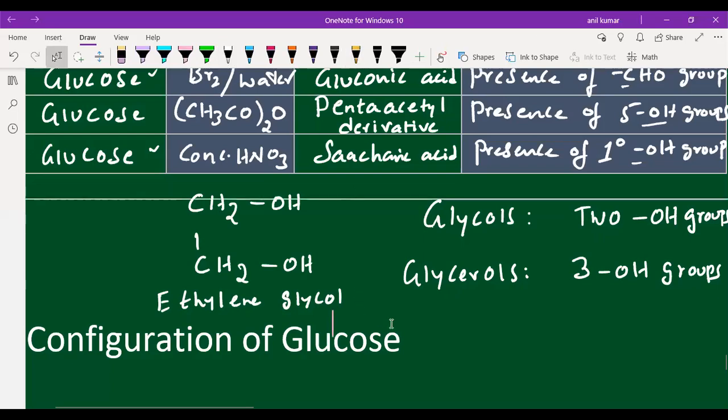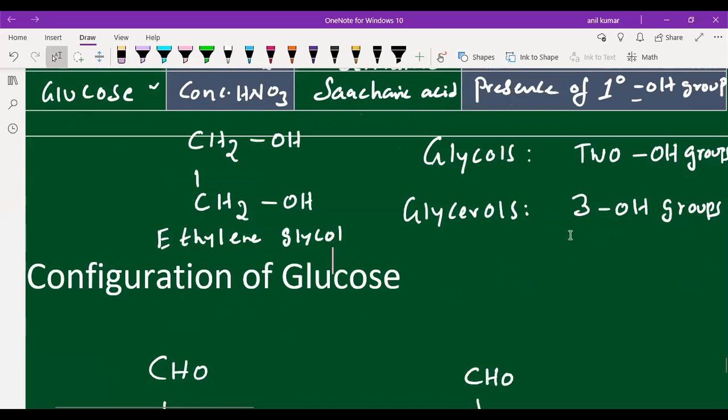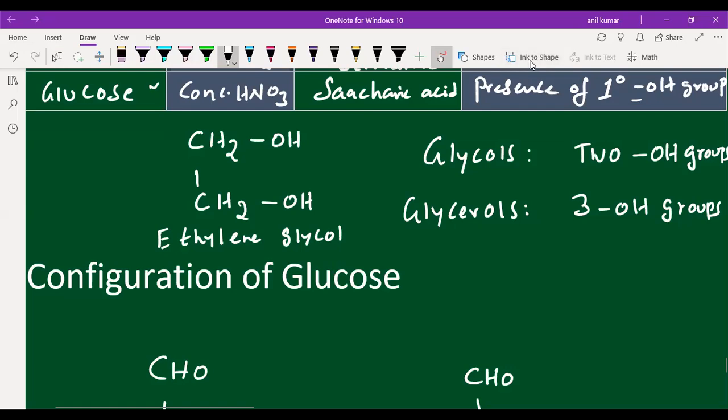Students, IUPAC name for this one? Anybody can say. Okay, ethane 1,2 diol. Yes, that is correct. Keep it up, Muhammad Moinuddin. Ethane 1,2 diol, because when giving the IUPAC name it is mandatory to give the numbering. Yes, keep it up, Deepika also.